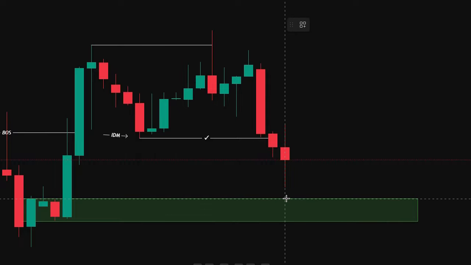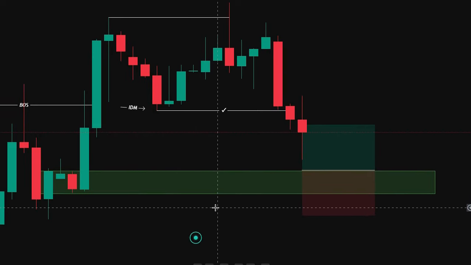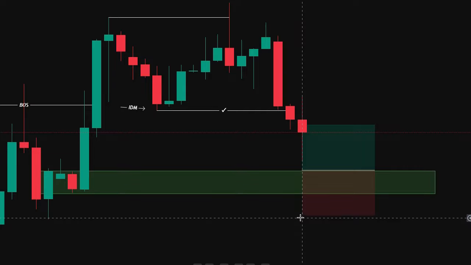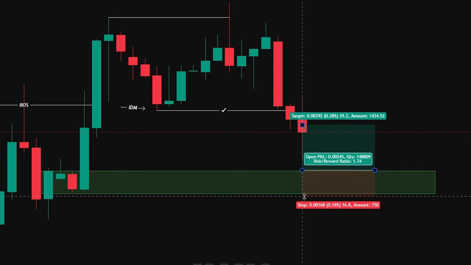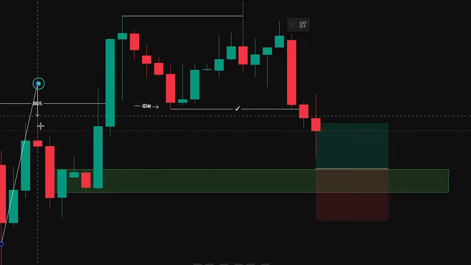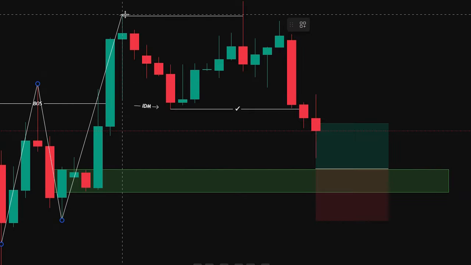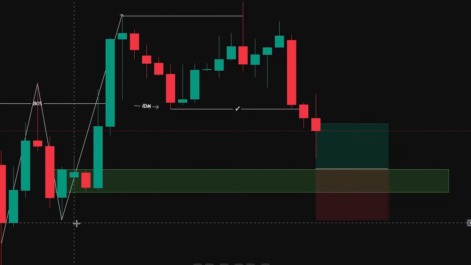So this is our demand zone. We'll place our entry in demand, and we'll place the stop loss at the low. It's going to be a very tight stop loss, but I always keep it at the last low. So this is actually the last lowest point. If you look here, this is the high and this is the low, and then this is the push. So this is the lowest point.